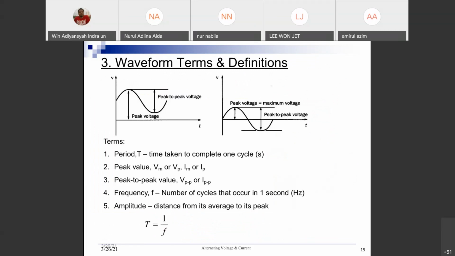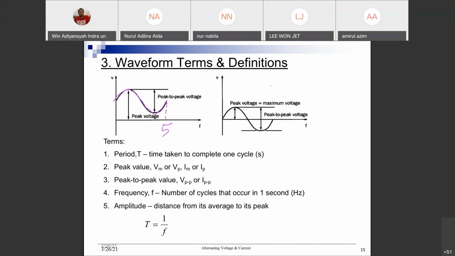Okay, now the last one. Let's go to waveform terms and definitions. I believe some of you are familiar. Period is the time taken to complete one cycle. This is one cycle. So how many seconds in here? For example, this one is 5 seconds, so the period is 5 seconds.